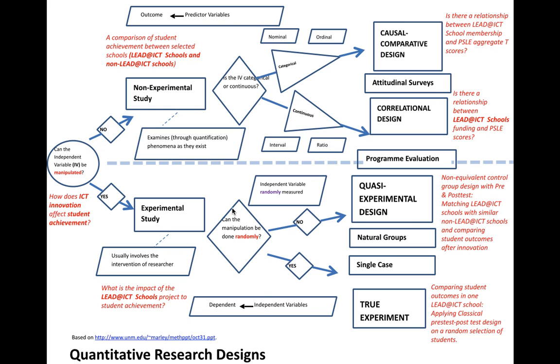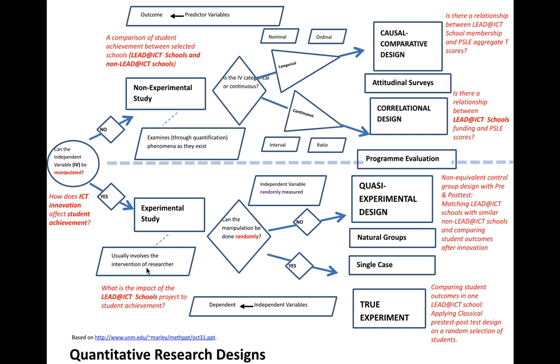Now, if the manipulation can be done randomly, yes, then we're looking at a true experiment. And here the question can be even refined to say, comparing student outcomes in one LEAD ICT school, applying classical pretest and post-test design on a random selection of students. So in this particular study, I can manipulate the independent variable. In other words, I can use it as an intervention, okay?